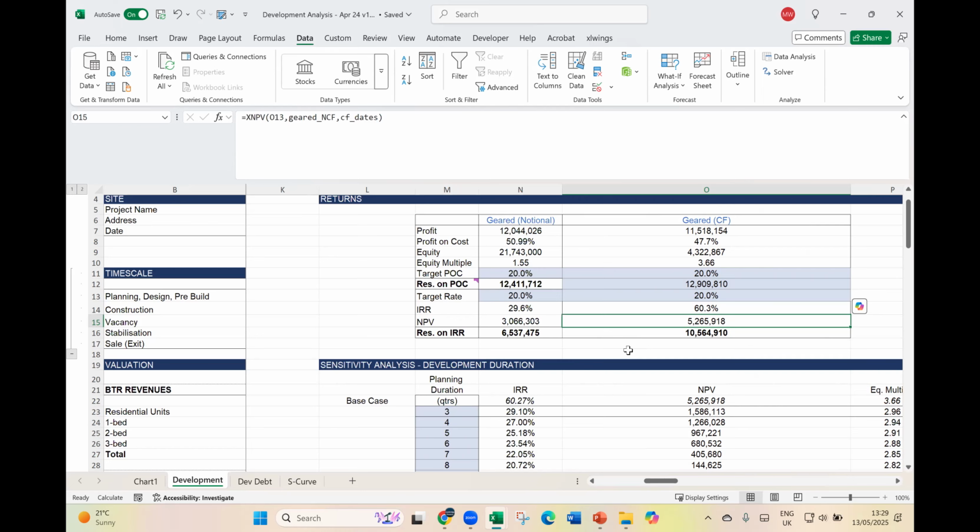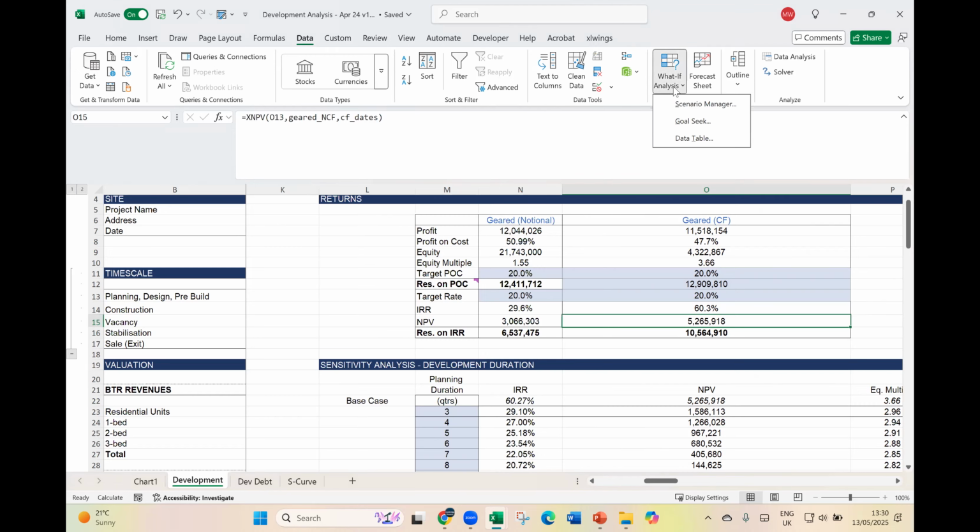So that means the 8.5 million plus the 5 million is the value of the land with this value add of development, right? In other words, this NPV plus the land value is what we call the residual on IRR. And my recommendation is that you use the IRR in order to calculate your residual land value.